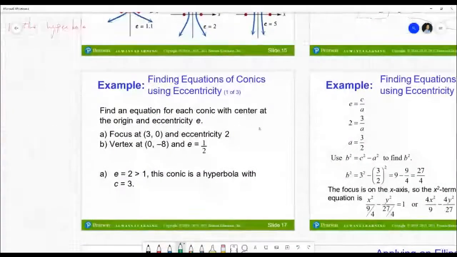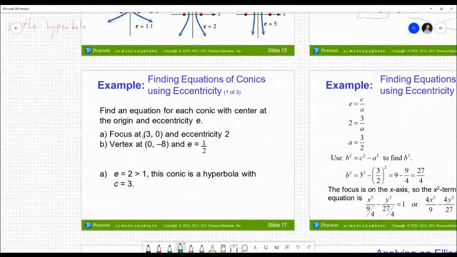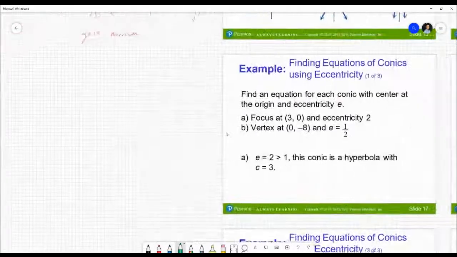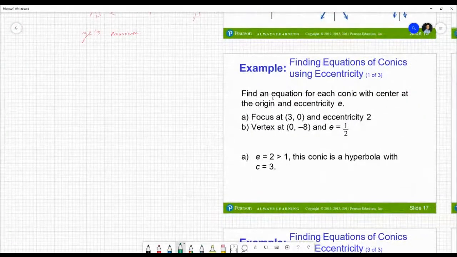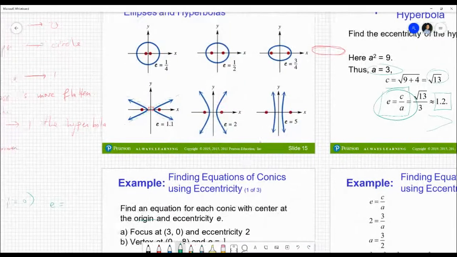Okay, so now since we know the relationship between eccentricity and c and a, if they give us eccentricity, we can probably find out either c or a, depending on what's given. So this is similar to finding an equation of the conic sections where you are given pieces of information. Here they ask to find the equation for each conic with center at the origin. So that means we know our h, k is 0, 0. And here, remember, e again is going to equal c over a.